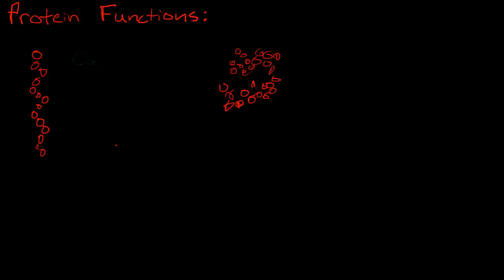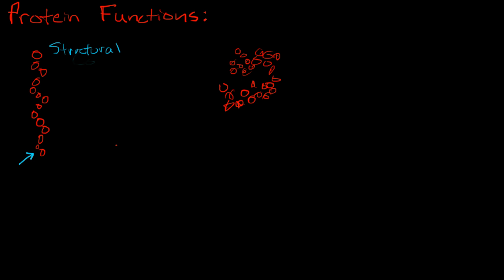Hi, I wanted to talk briefly about the functions and structures of proteins. So here you see on the left side of the screen a chain of amino acids that is a protein that has a rod-like shape. Now any protein that you see with a rod-like shape is probably going to be a structural protein.